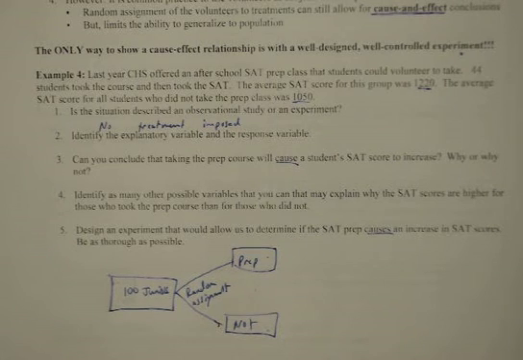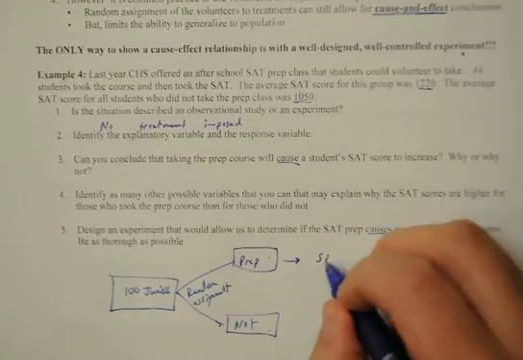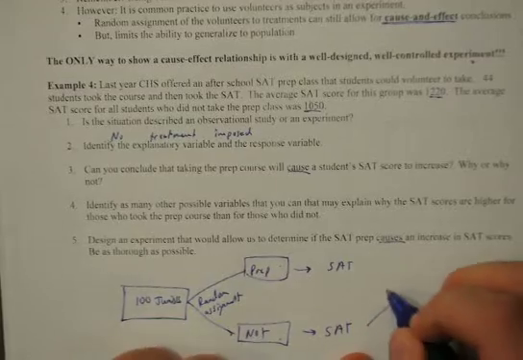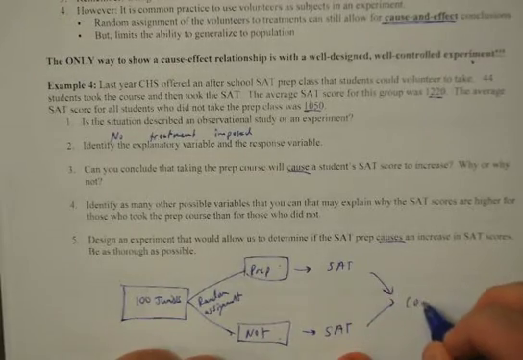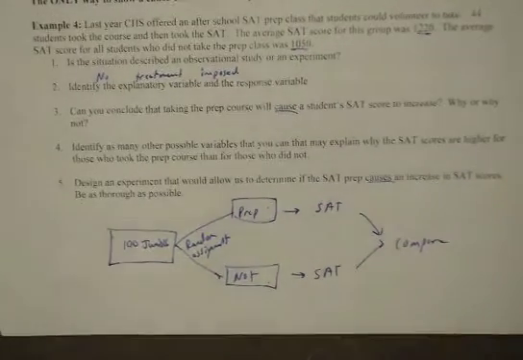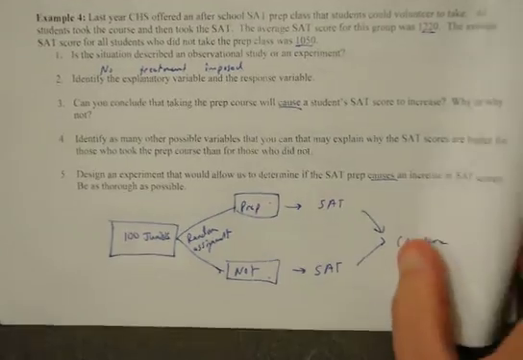After the course is over, all 100 juniors take the SAT. So these take the SAT. These take the SAT. You compare the results. There's our well-designed experiment. And that is that. So that's a well-designed experiment.